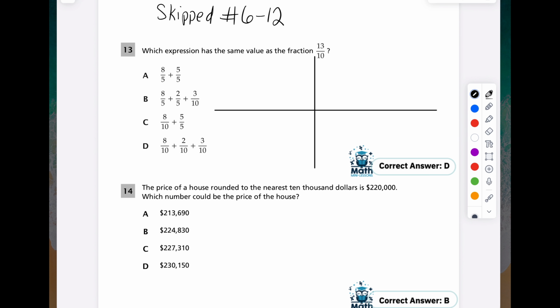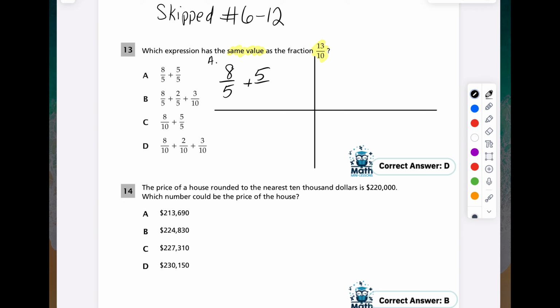If not, stay here. So starting with the first one, it's asking me that question again about having the same value. We want which expression has the same value as 13 over 10. So on my scrap paper, I'm going to go into that square for number 13, and I'm going to put in my 2 numbers.